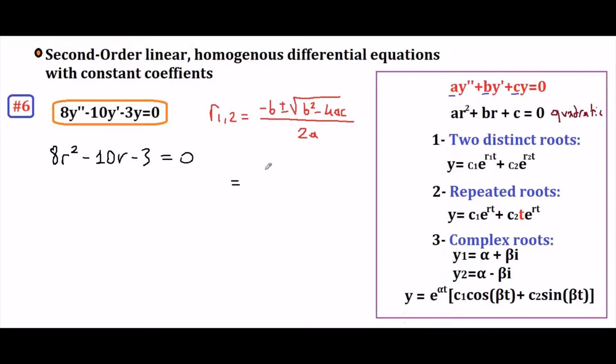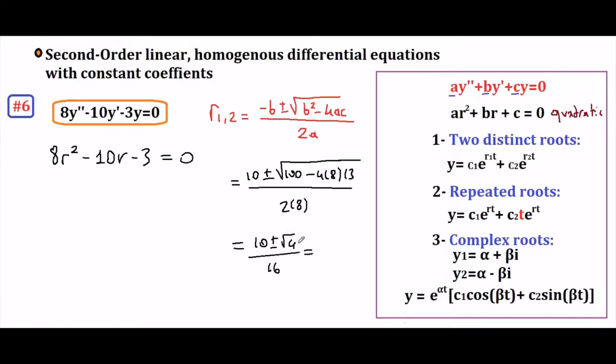In this case, our negative b will be 10, plus or minus the square root of negative 10 squared, which is 100, minus 4 times the a term 8 and the c term negative 3, all over 2 times 8. Inside the radical will be 100 minus 96, which is the square root of 4, and we have 16 here. The square root of 4 is 2, so 10 plus or minus 2 over 16.